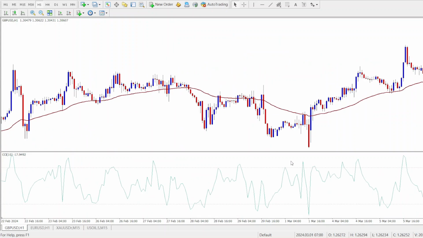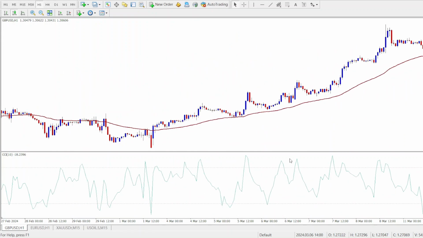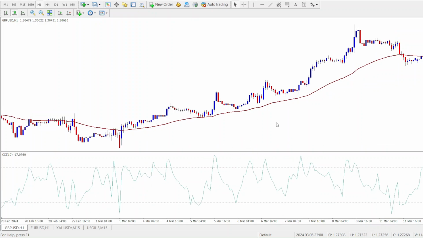Okay, now let us look at a trending market. This is for a trending market. Don't use the 10 period in a ranging market, okay? So in a trending market, you might want to use 10 so that the CCI can react to price when there is a pullback.